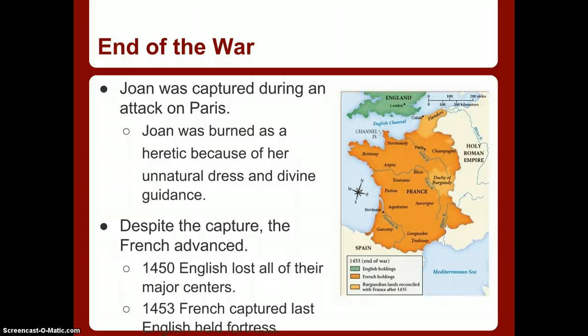Now, eventually, Joan was captured during an attack on Paris. She was burned as a heretic because of her unnatural dress and her divine guidance. And even though she was captured, the French still were able to advance. So by 1450, the English lost the majority of their centers in the European mainland. And by 1453, the French captured the last English fortress, and that marks the unification of France.